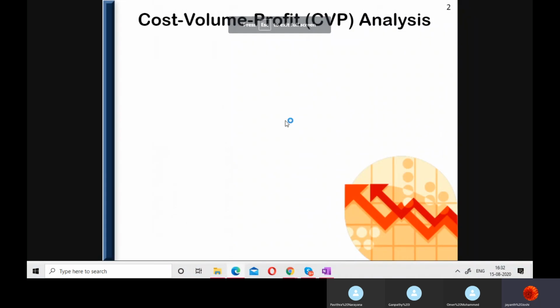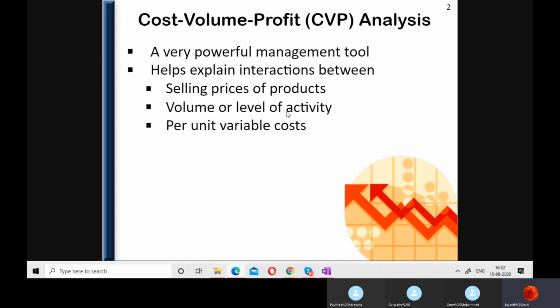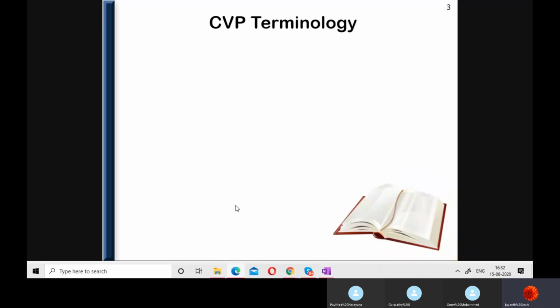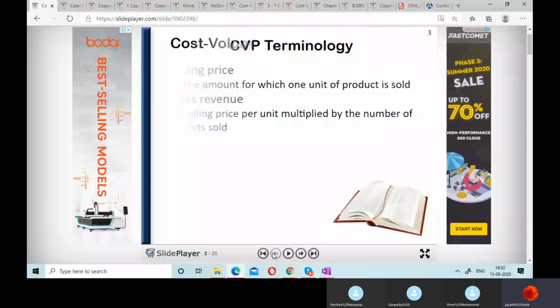So what you're seeing on the screen, CVP analysis. Cost, volume, and profit analysis is a very powerful management tool. Why is it a powerful management tool? Because you are seeing the interaction between all these things. It helps explain interactions between selling prices of a product, volume or level of activity, per unit variable cost, total fixed cost, and mix of products sold. So this CVP analysis is a very important tool.